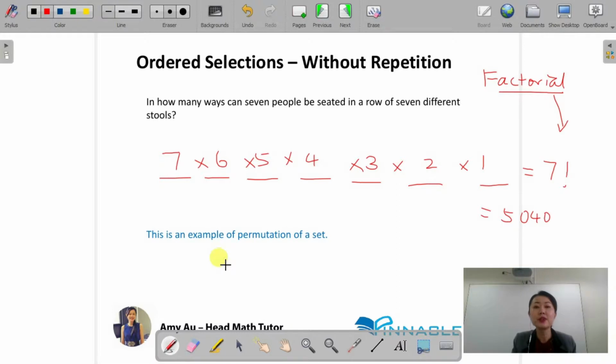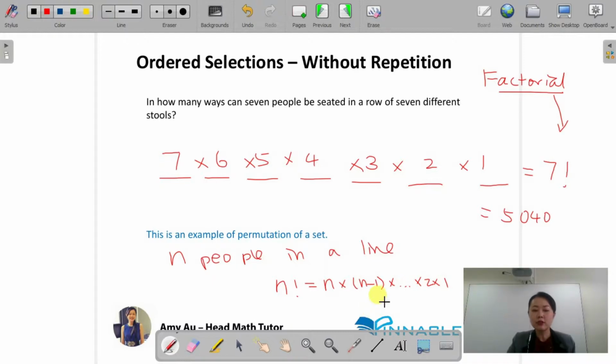Okay, and this is in fact, because we're using everyone in this calculation, an example of a permutation of a set. So if you have n people in a line, so if you're trying to arrange n people in a line, so you're using everybody, it's always n factorial ways. And n factorial means n times n minus 1, times n minus 2, until you reach 1. Okay, so that's what it means.